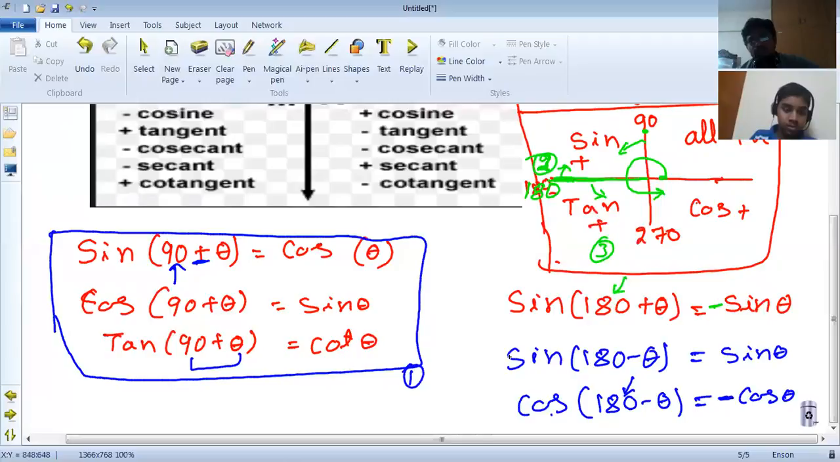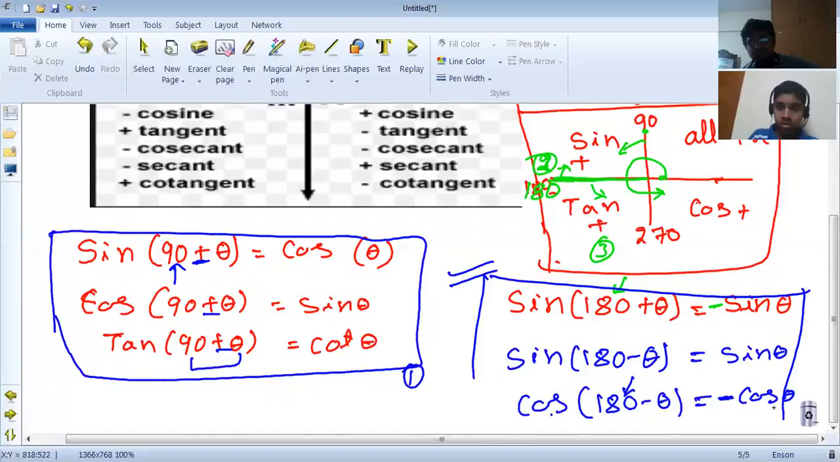Any doubts in this complete slide? This is really important, because while solving the problems we are going to use this completely. So just note down these values, this one and this one too. Note it down in your book.